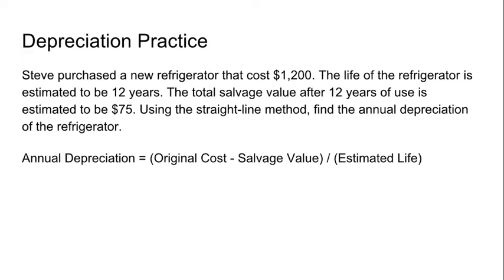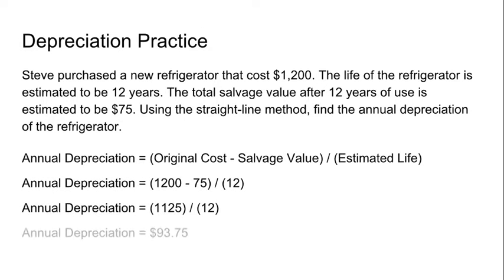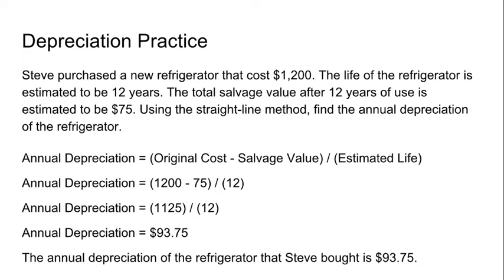Alright, so now that you've had a chance to do it on your own, let's plug in the values that we know, do our subtraction, then the division. So we get that the annual depreciation of the refrigerator that Steve bought is $93.75. So now that we've done some annual depreciation, let's start talking about book value.